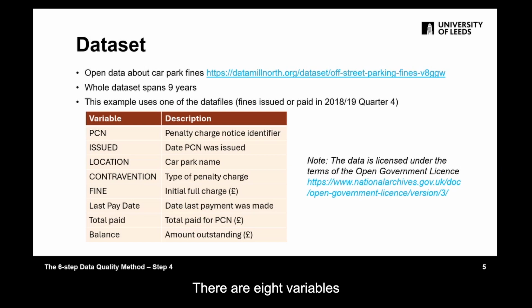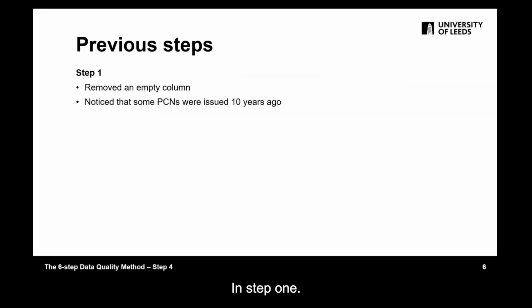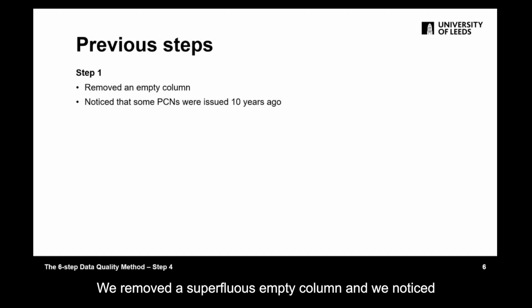There are 8 variables: an identifier for each parking fine, the date it was issued together with the location, the contravention and the fine, and then 3 variables that are to do with payments of the fine, the last pay date, total paid and balance. In step 1, we removed a superfluous empty column and we noticed that some PCNs were issued 10 years ago.